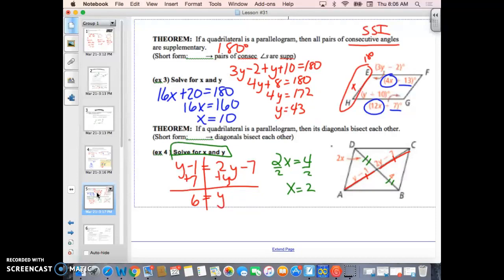Sometimes I'll actually ask you to plug it back in and figure out what the side length is. So for example, if I wanted this whole length right here, I know this part's 4 and this part's 4, so DB actually equals 8.